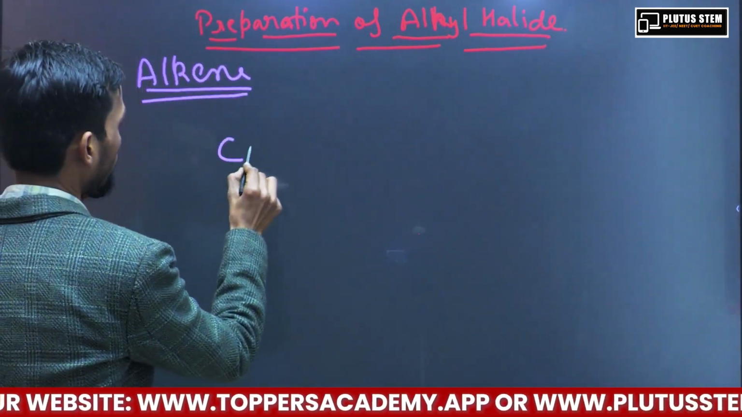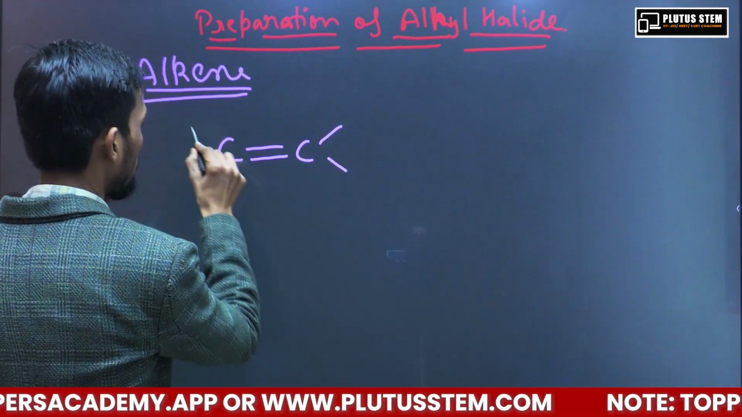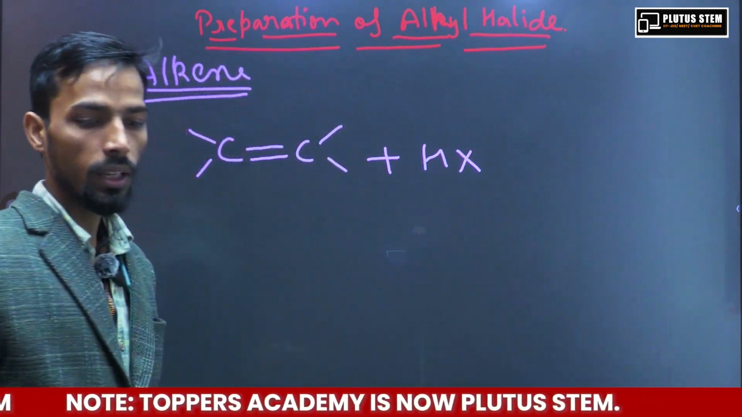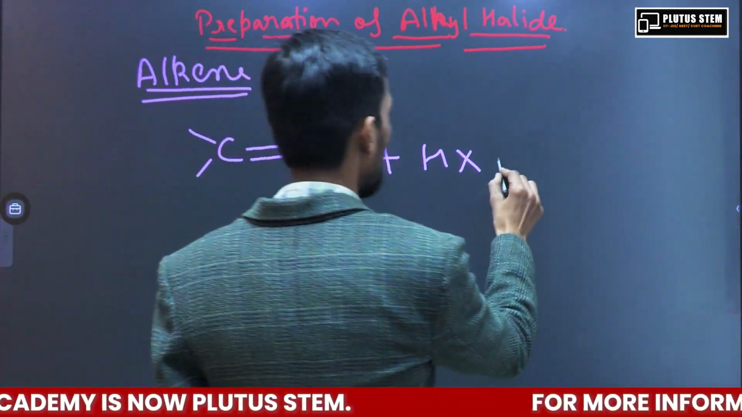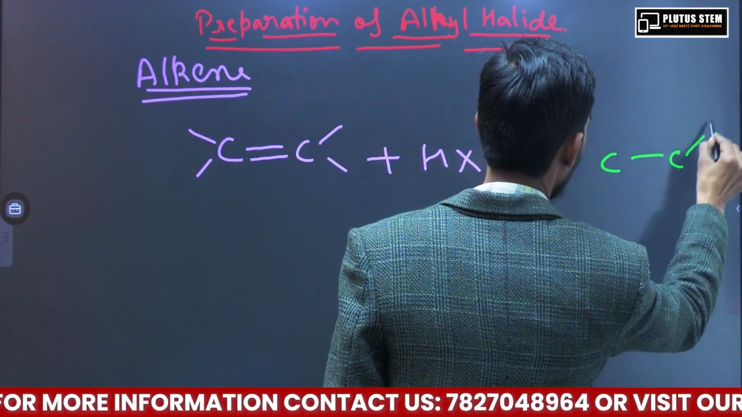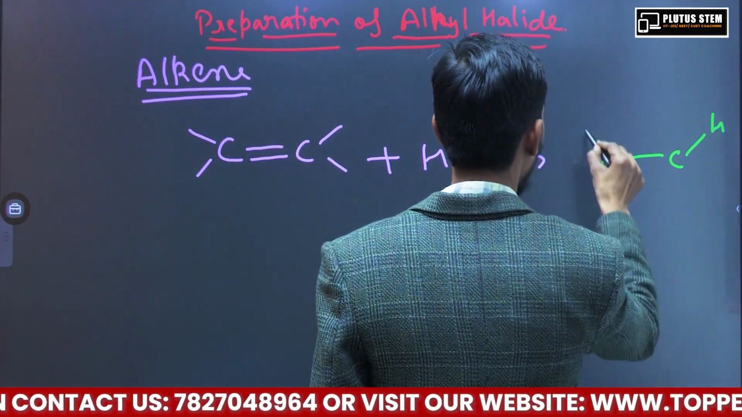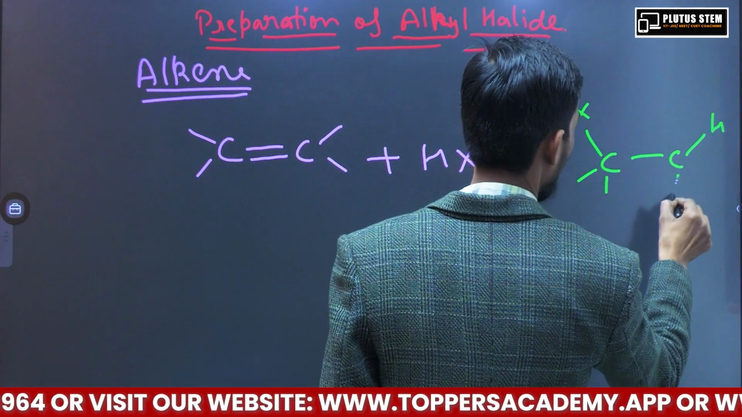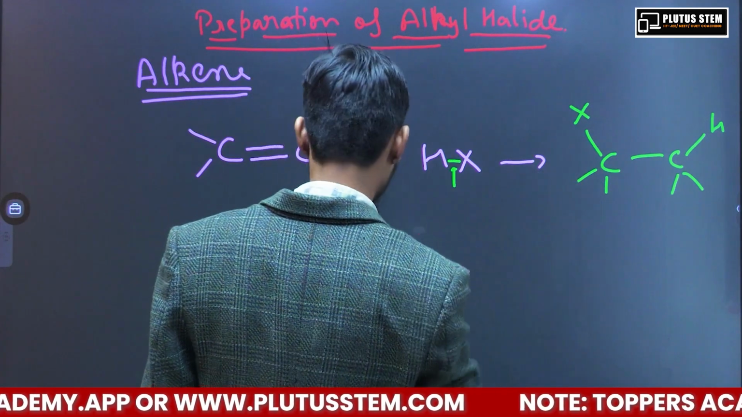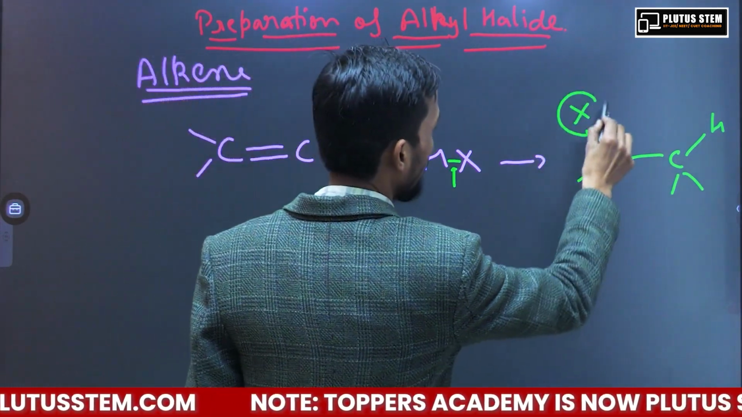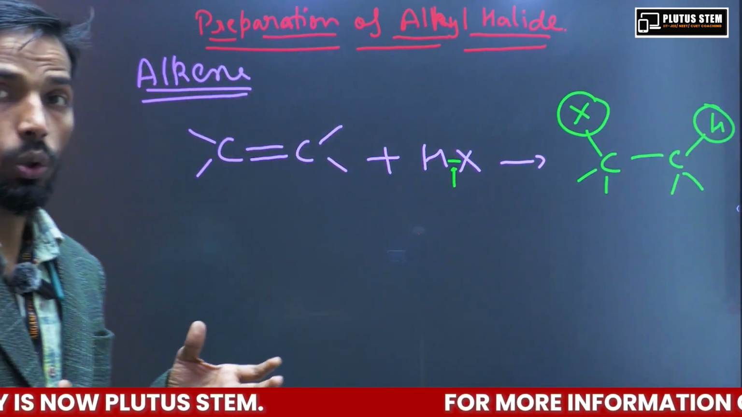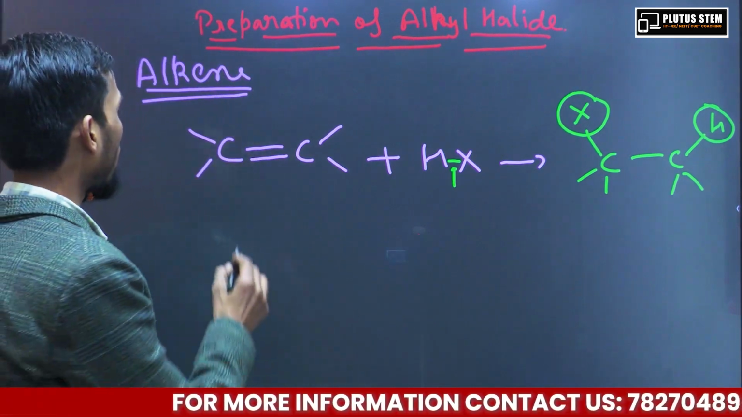So alkene we are very familiar with. This is our alkene. When HX is reacted with this alkene, we get this type of product: C single bond C, with H on one side and X on the other. This bond is broken, and on one side X gets attached, and on the other side hydrogen gets attached. So the question arises: this is a symmetrical alkene.